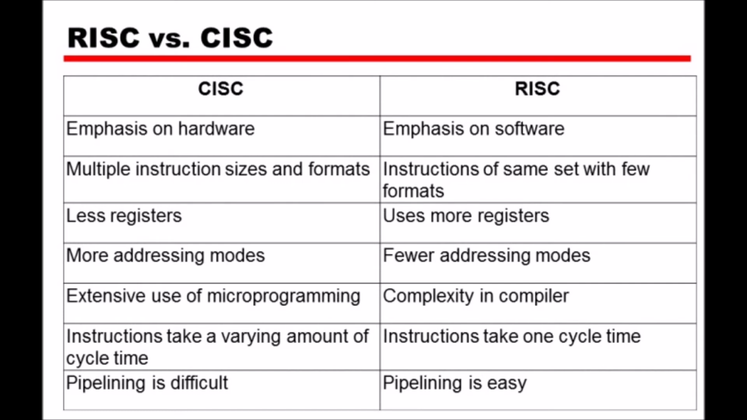RISC, which emphasizes software, often provides better performance. CISC processors have more hardware emphasis because of their complex instruction set. Conversely, RISC's software can also be more complex. The instruction set is determined by the application.